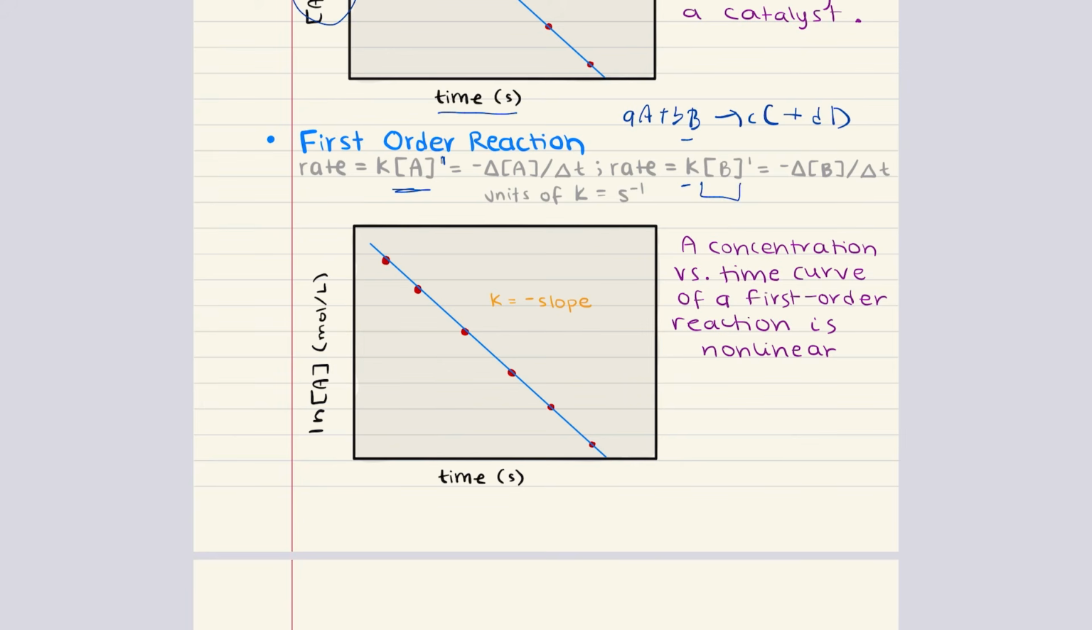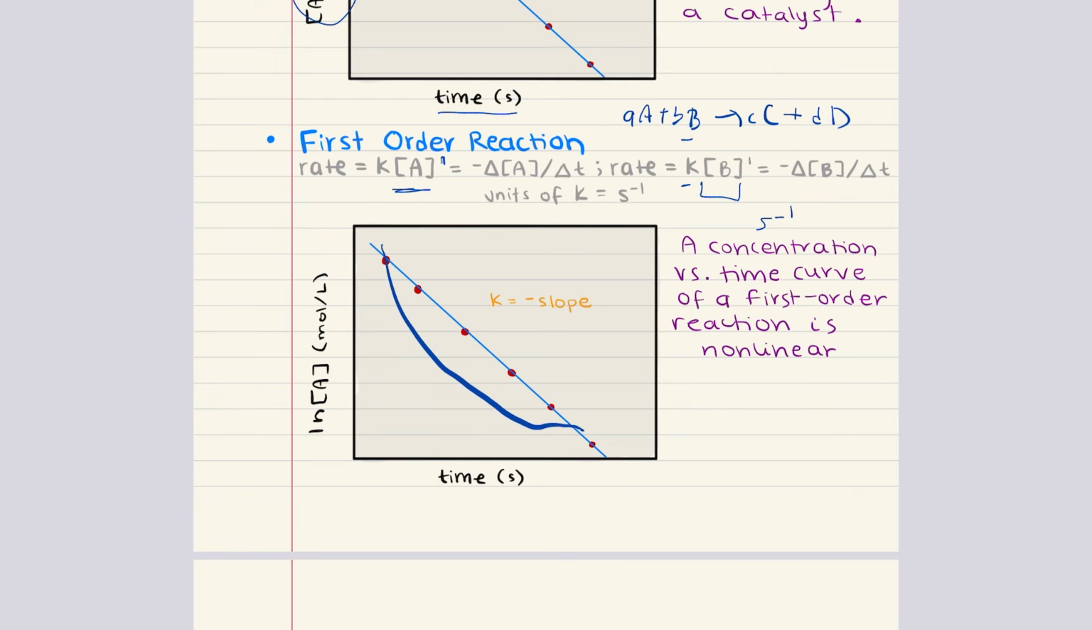So either or, depending on which reactant our first order reaction actually depends on. It can go either way. All right, now here k has units of inverse seconds. The graphical representation here, well, we can plot the concentration of reactant A versus time for a first order reaction. That's actually going to result in a nonlinear graph. So it's going to look something like this instead.